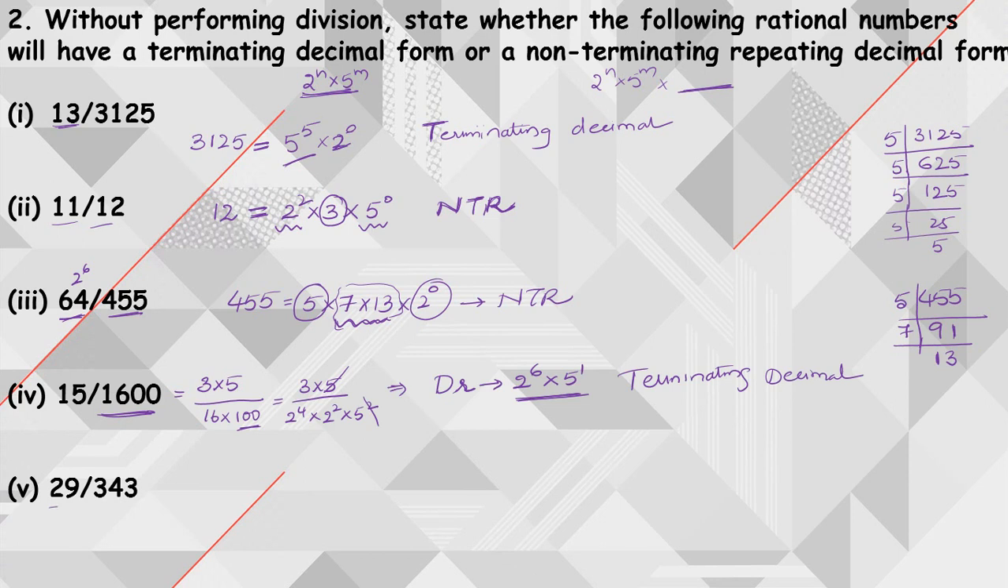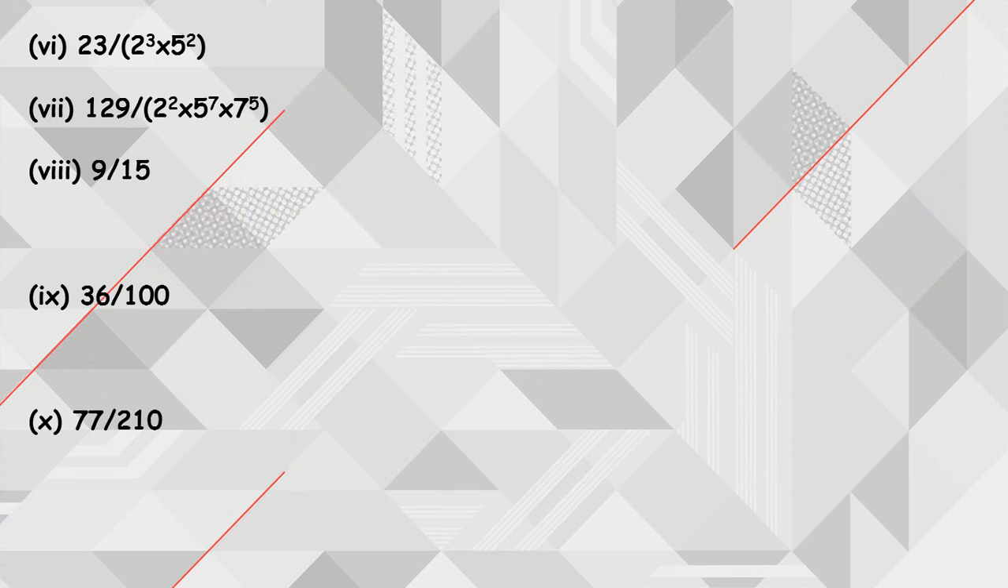Right? Next, 29 by 343. So here you need to have command on squares and cubes. 343 means nothing but 7 cube. So 7 cube I can write as 2 power 0 into 5 power 0 into 7 cube. So other than 2 and 5, we are having 7 as prime factor. Hence it is a non-terminating repeating decimal. Understood? So other than 2 and 5 factors, if you are having other prime factors, then simply it is a non-terminating repeating decimal.